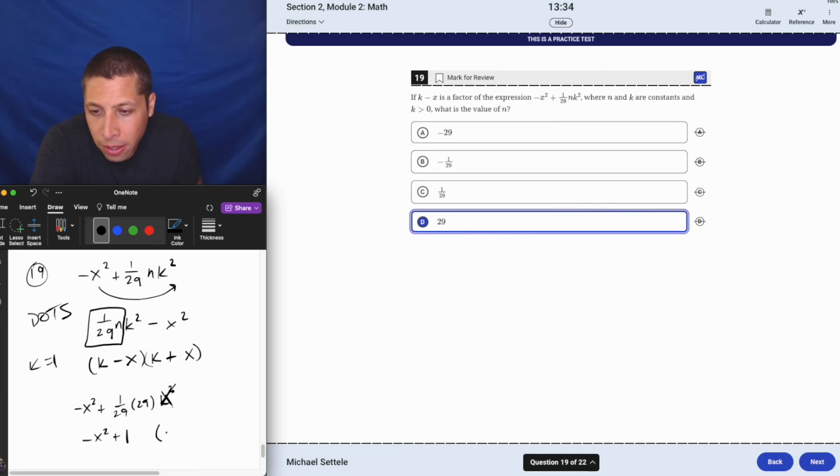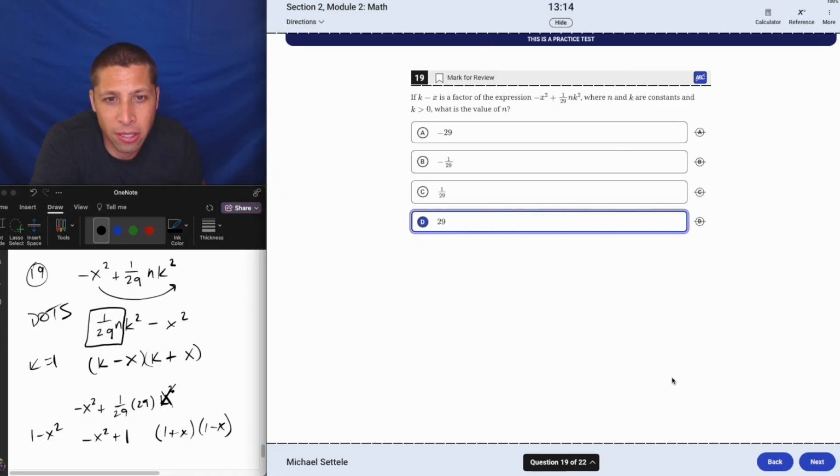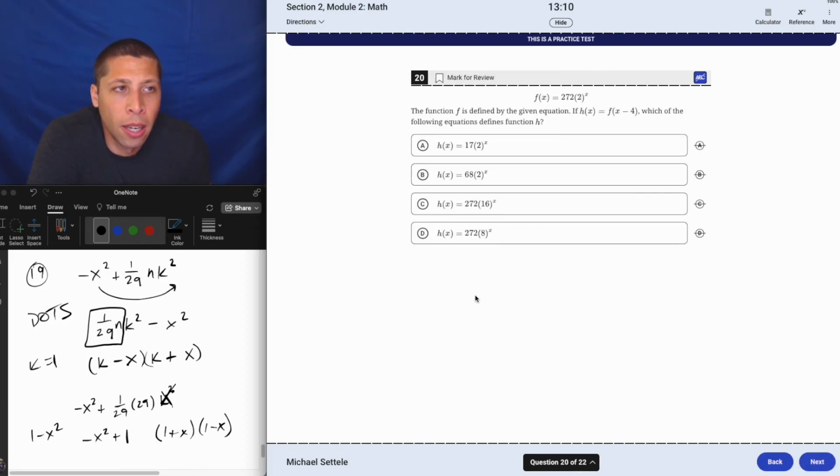So that's 1 minus x squared. So that's 1 plus x, 1 minus x. So if k were 1, then 1 minus x is a factor. So this seems to work out. I don't know. This seems easier than it looks. Just move on. Okay, how are we doing? 13 minutes, 3 questions. Okay.